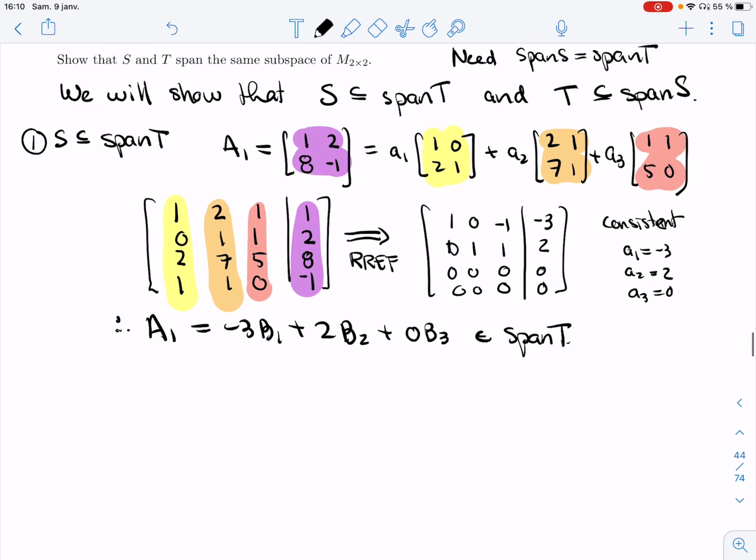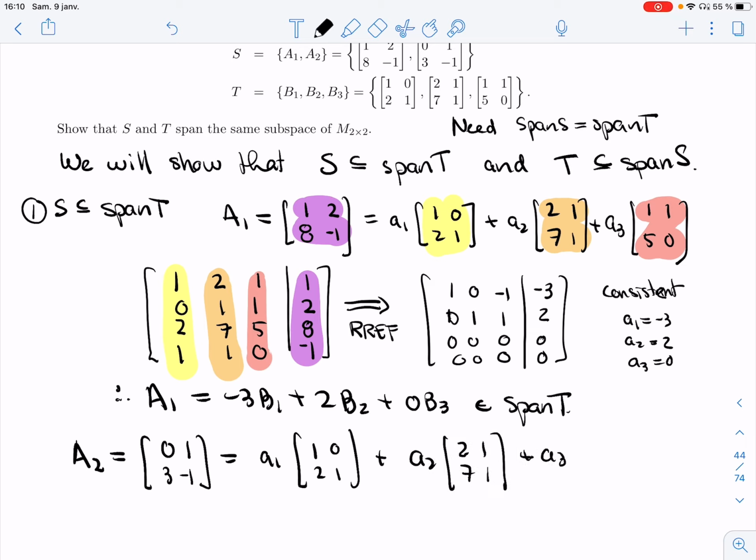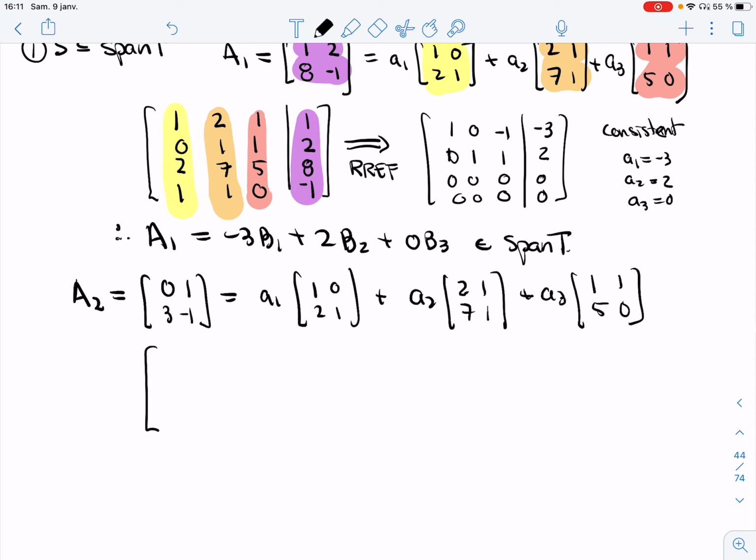All right, let's try this for A2. A2 was 0, 1, 3, minus 1. I want to write it as a1 times 1, 0, 2, 1, plus a2 times 2, 1, 7, 1, plus a3 times 1, 1, 5, 0. All right, so let's do the same thing. I'm going to put the first matrix here, the second one, so same as above, but now the constants are 0, 1, 3, minus 1.